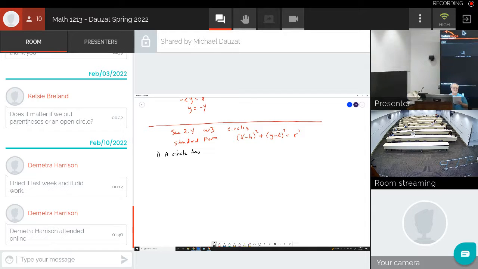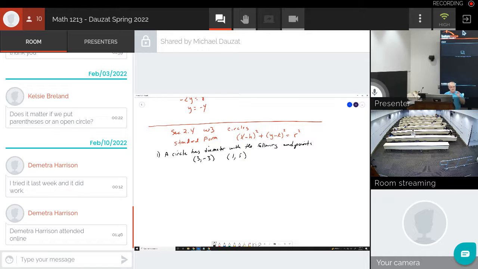has a diameter. A circle has a diameter with the following coordinates. And let me call them endpoints, with the following endpoints. And the endpoints are (3, -3) and (1, 5). (3, -3) and (1, 5).